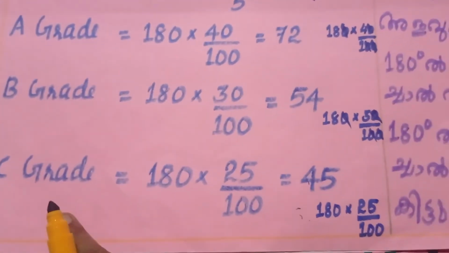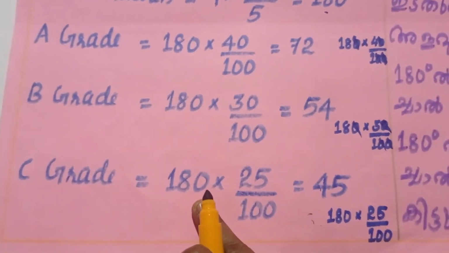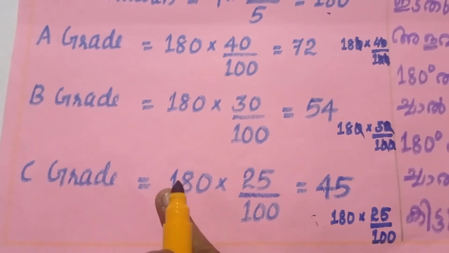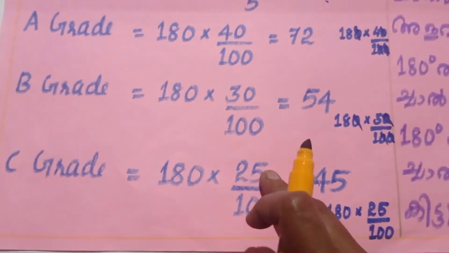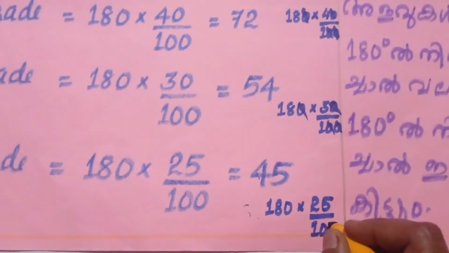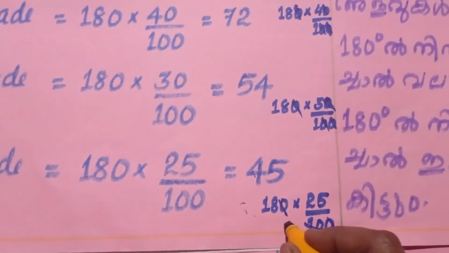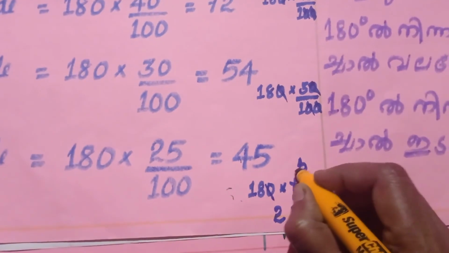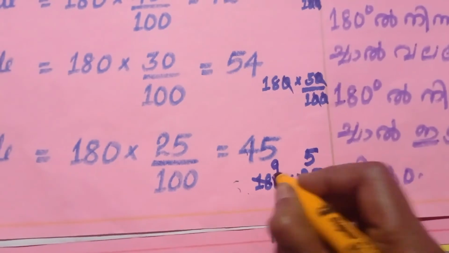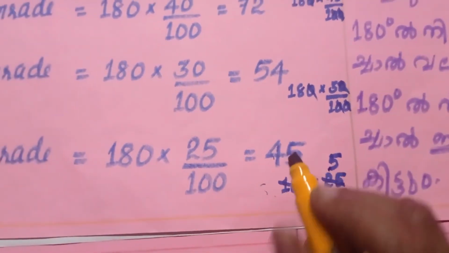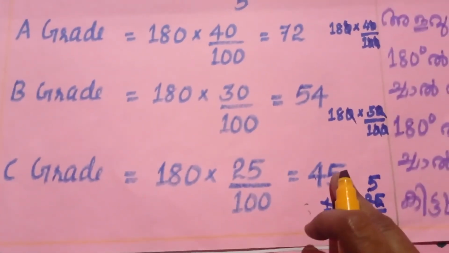Then C grade. C grade got 25% of the total number of children. Total number of children is 180. That is 25% of 180. Then 180 into 25 by 100. Here cut the 0 and the 0. 10 divided by 5, 2. 25 divided by 5, 5. Then 18 divided by 2, 9. Then 9 into 5, 45. Then the number of children who got C grade is 45.